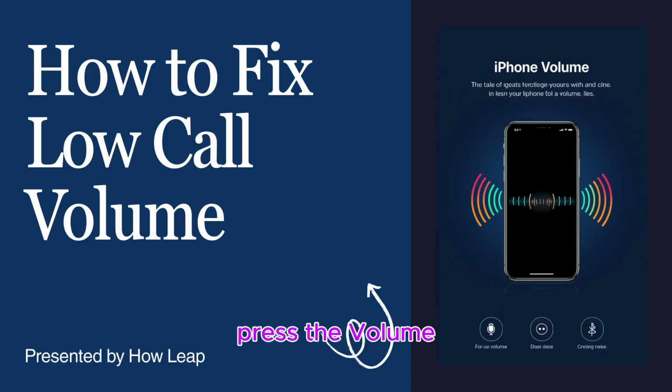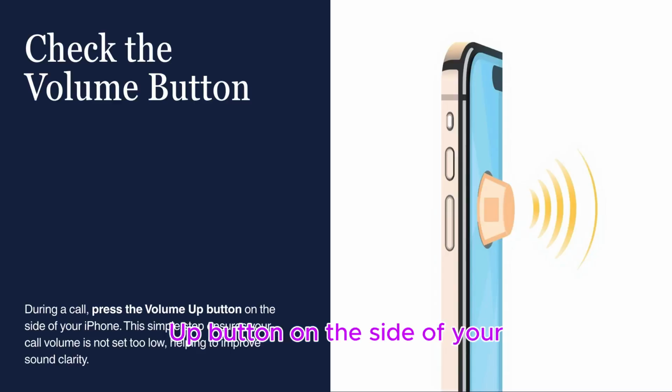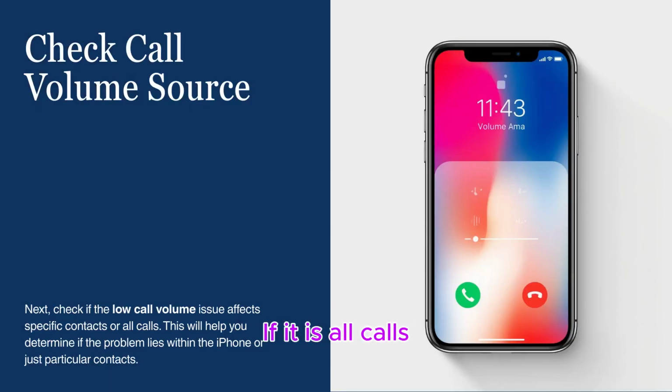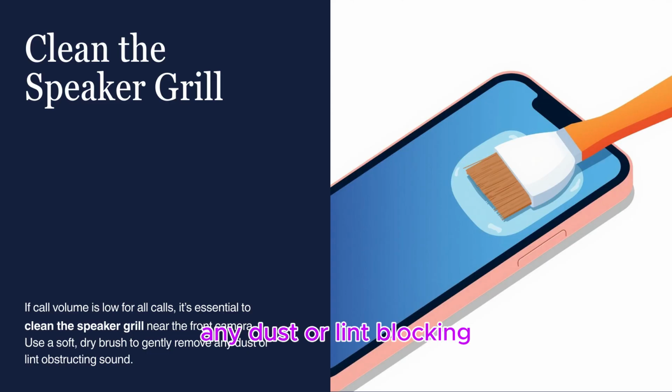First, during a call, press the volume up button on the side of your iPhone to ensure it is not simply set too low. Next, check if the issue is with a specific contact or all calls. If it is all calls, clean the speaker grill at the top of your phone near the front camera with a soft, dry brush to remove any dust or lint blocking the sound.